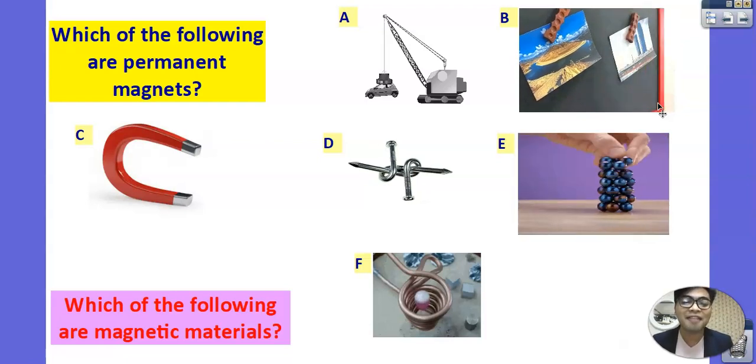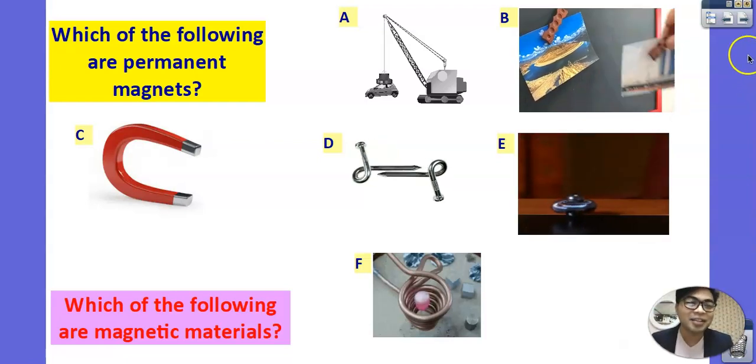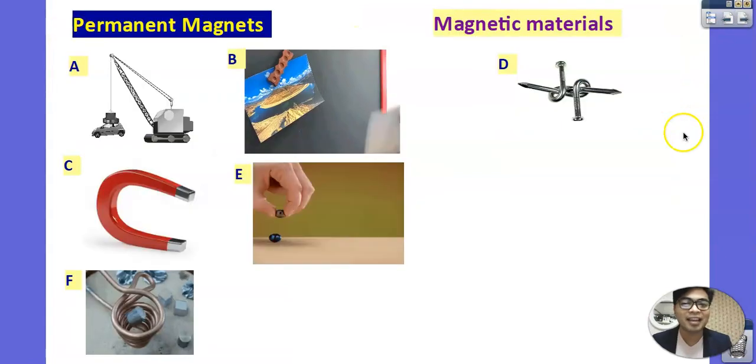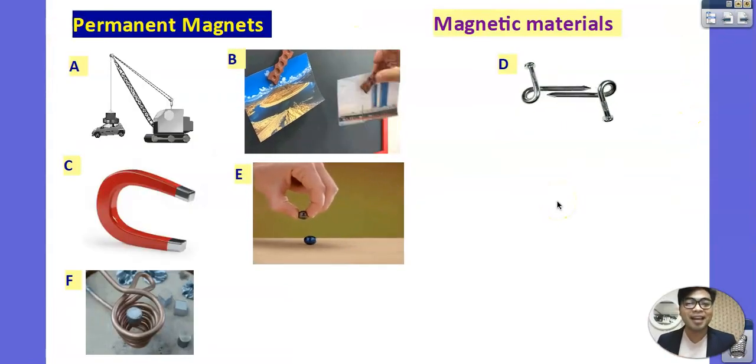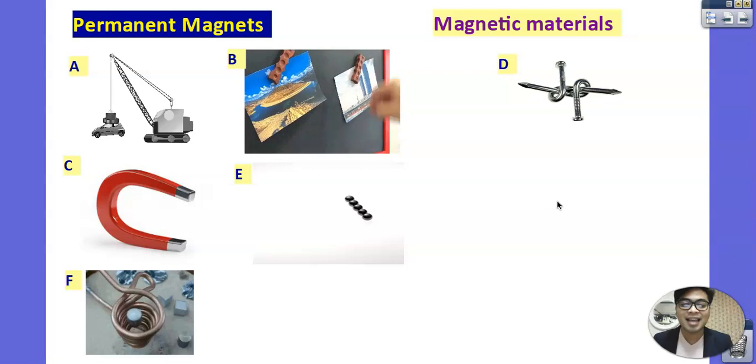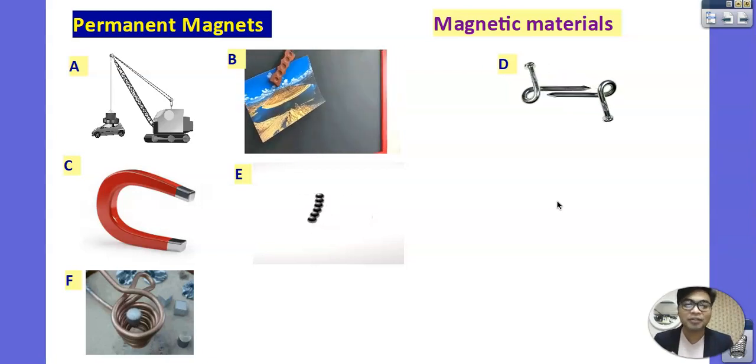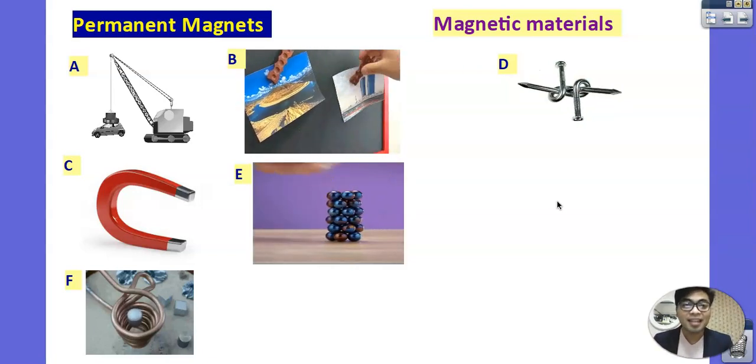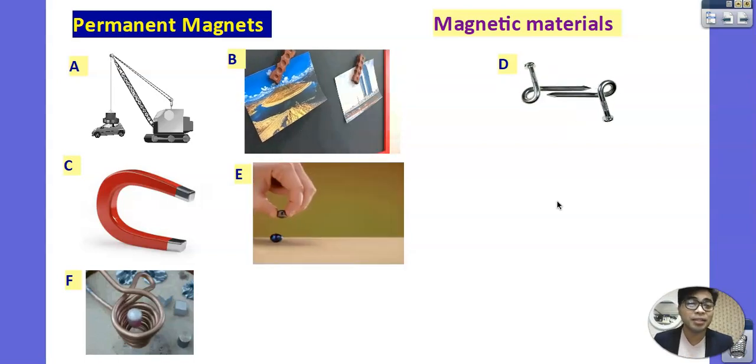Well, I think you have the answer in your mind. So let's check it out with what I have in here. So these are the permanent magnets. It's the A, B, C, E, and F. And I know that you're really familiar with what these are. And letter D is the only magnetic material that is in here.